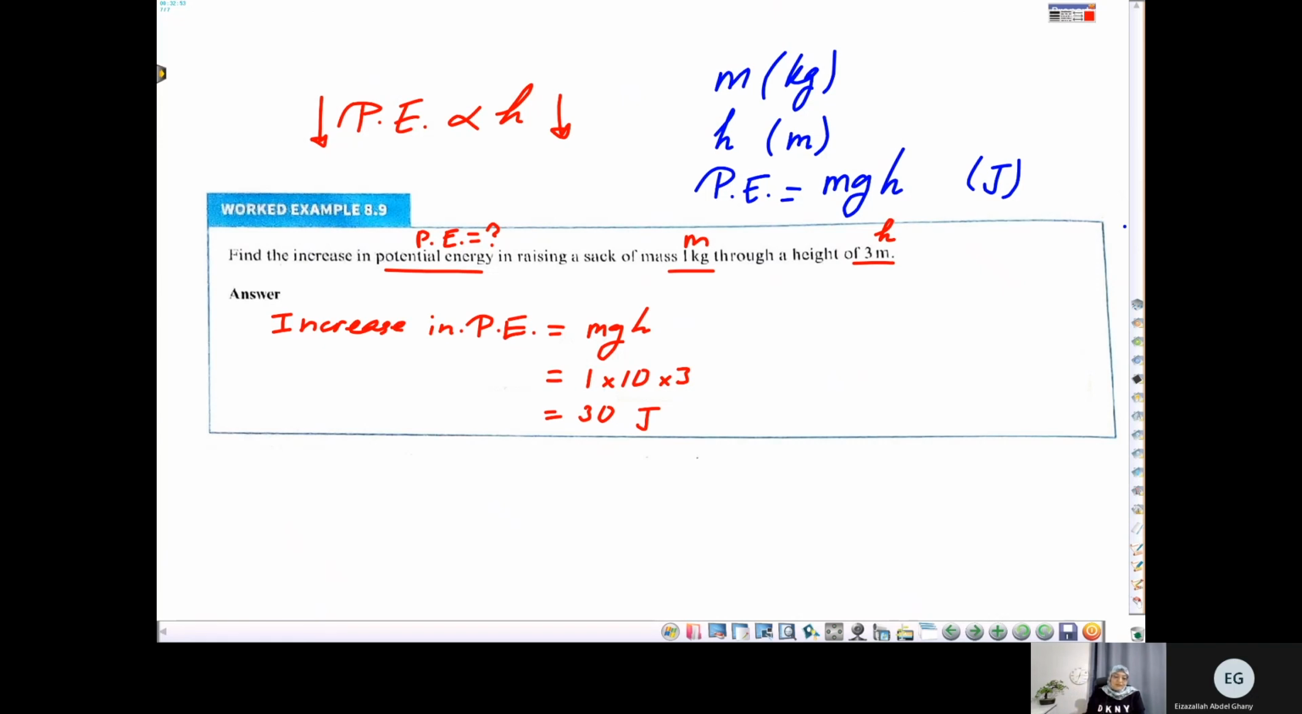What matters is the vertical height difference between the top and the bottom, even if the body is sliding down a slope. We are considering the vertical height.